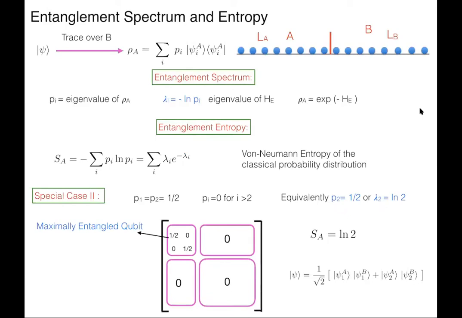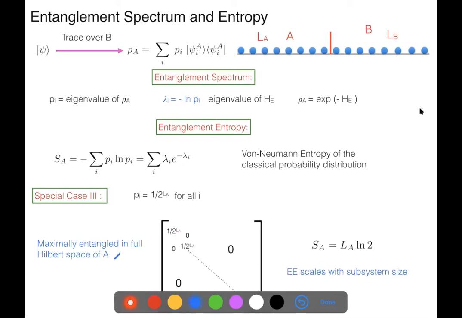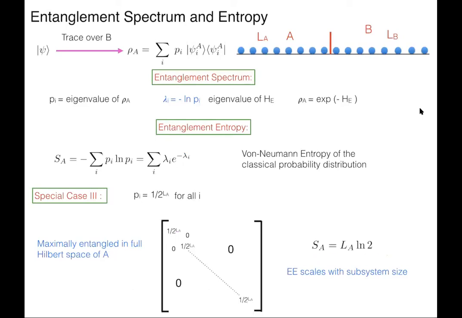The other case to consider is when you have 1 over 2 to the power L_A all the way down. This is maximally entangled in the full Hilbert space of A. In this case, the entanglement entropy scales linearly with the subsystem size. It's L_A log 2.